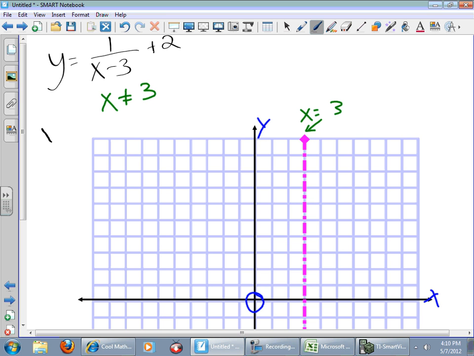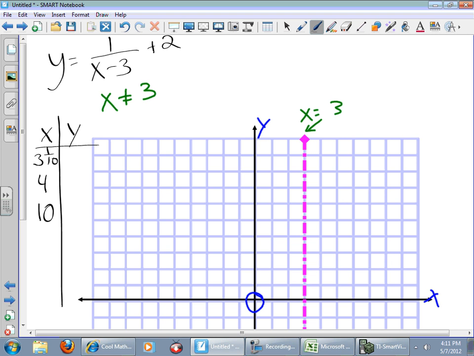Okay, now I'm going to make my t-table, x and y. And I'm going to determine what happens when I get close to the asymptote on both sides and what happens when I get far away. So 3 is the magic number in this case. I'll try something really close to 3 on the positive side, so 3 and 1/10. And then I will try 4, and then I will try 10. And I'll bet you I can get a pretty good idea of what's going to happen with that.